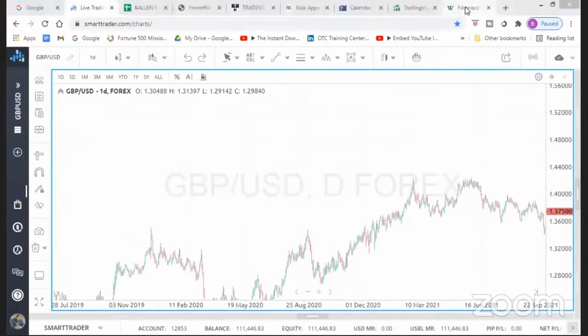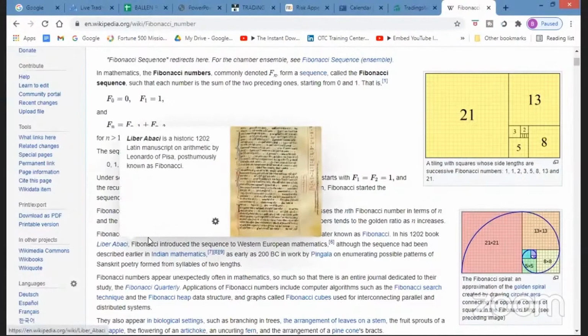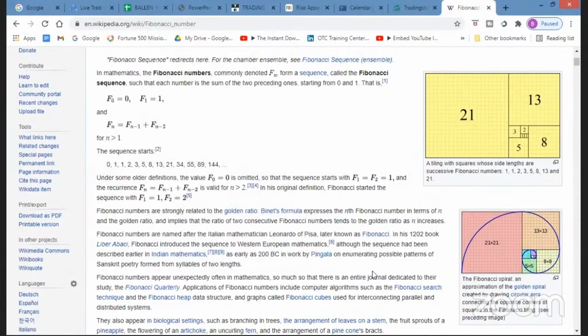Let's talk about the Fibonacci sequence. You can Google it, right? Fibonacci numbers are named after the Italian mathematician Leonardo of Pisa, later known as Fibonacci. In his 1202 book, Liber Abaci, Fibonacci introduced the sequence to Western European mathematics, right? Although the sequence had been described earlier in Indian mathematics as early as 200 BC in work by Pingala on enumerating possible patterns of Sanskrit poetry from syllables of two lengths, right?